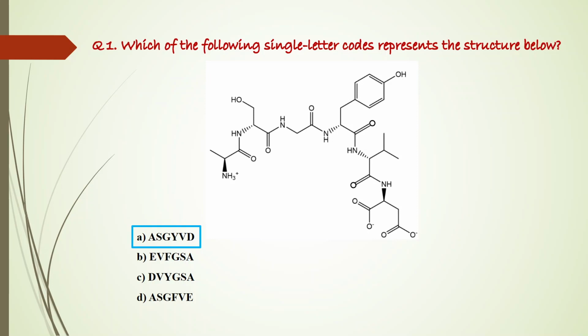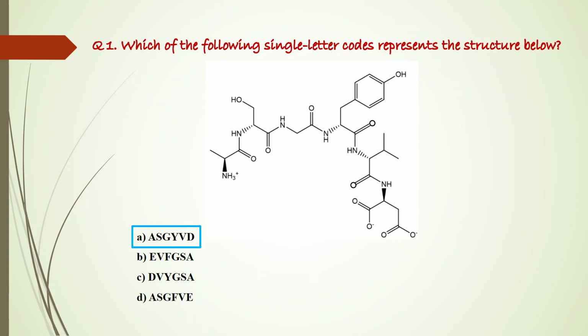To solve this kind of question, we need to find, so basically this is a peptide structure. Peptide means the proteins or the basic amino acids are joined to each other via peptide bonds, which is nothing but the amide bonds that are there. So this is the basic thing of a peptide.